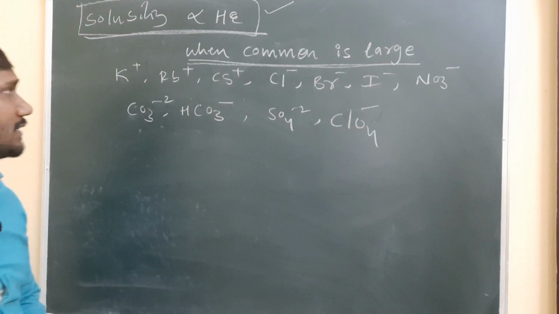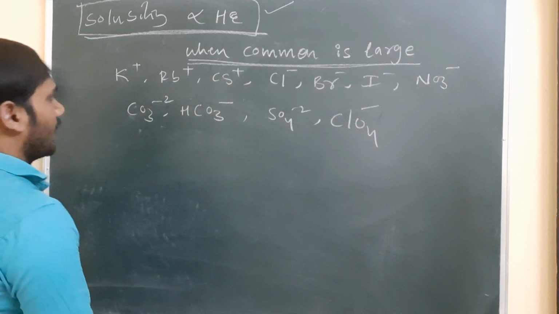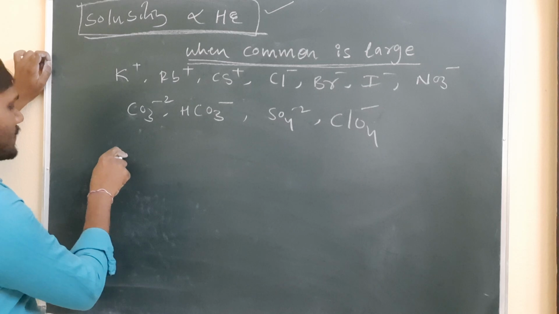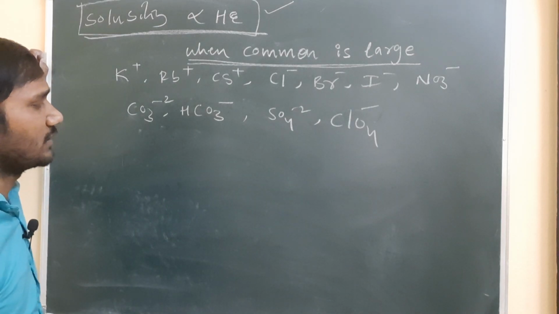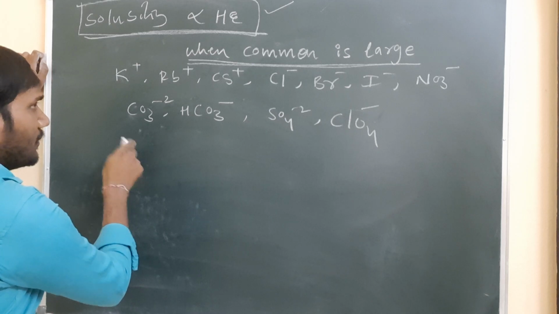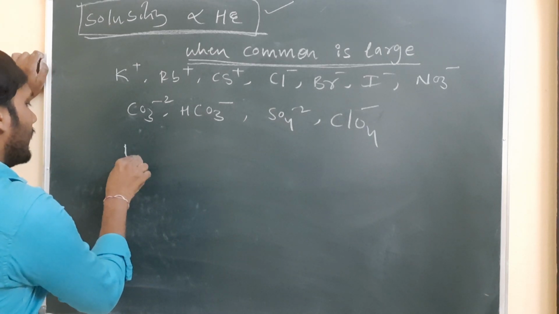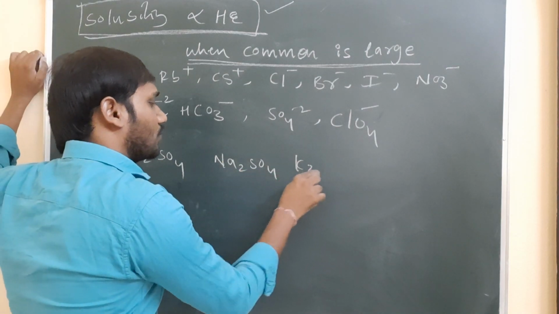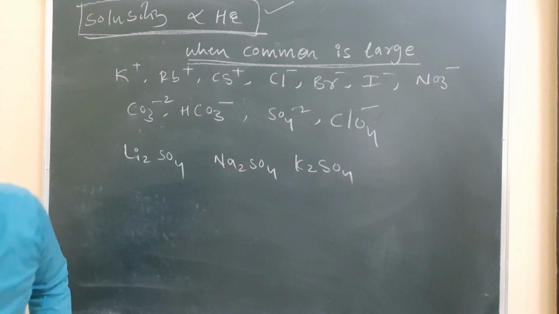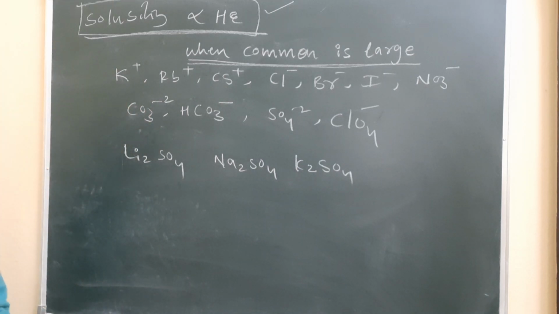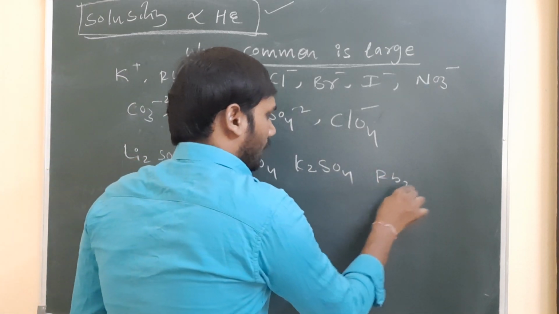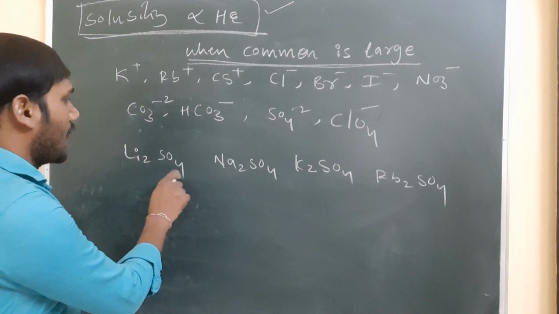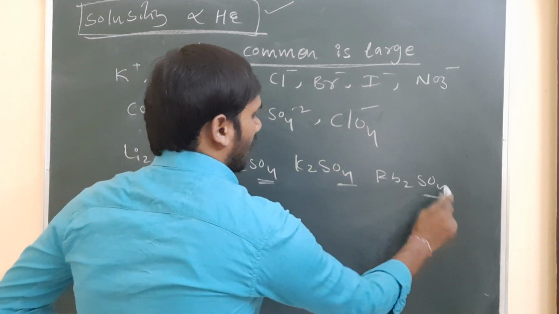Hydration energy. So let us see an example. The common ion is large. For example, I am taking potassium chloride, and one more example, sulfates: lithium sulfate, sodium sulfate, potassium sulfate, rubidium sulfate. Now let us see here. Sulfate is a large anion.